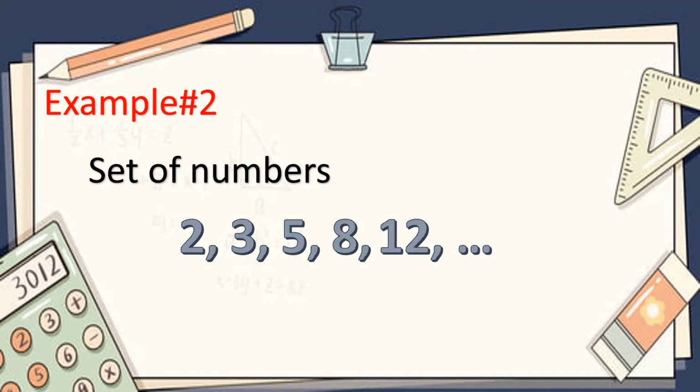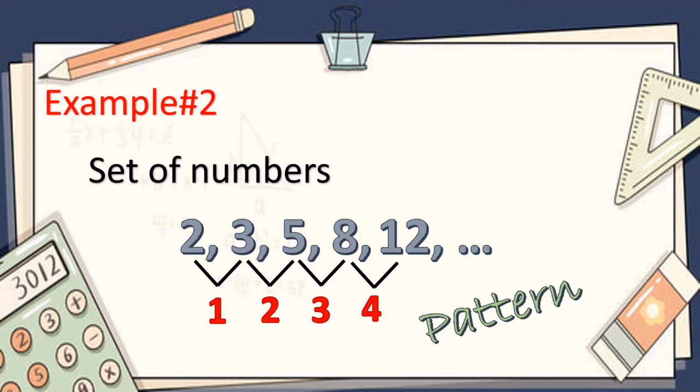Let's see if this example has a pattern. Now, we will determine the gap of each term. From 2 to 3, there is a gap of 1. And from 3 to 5, there is a gap of 2. From 5 to 8, the gap is 3. And from 8 to 12, the gap is 4. As we observe the red numbers, there is a pattern for this set of numbers. Then, we can say that this is an example of pattern.